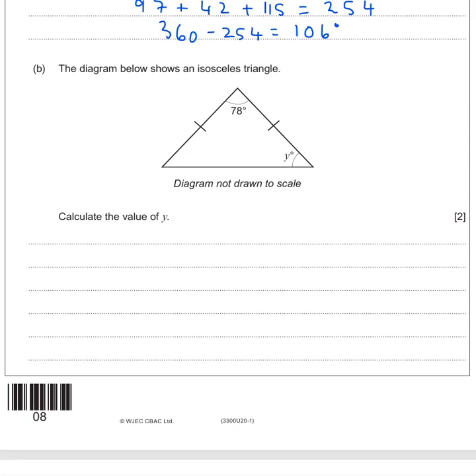In part B, the diagram below shows an isosceles triangle, and we need to calculate the value of y. These little dashes mean that this side and this side are both equal in length. Because of the properties of the triangle, that means that this angle at the bottom here will be equal in size to this other angle y. So they're both equal. The other thing that I need to know is angles in a triangle add up to 180 degrees.